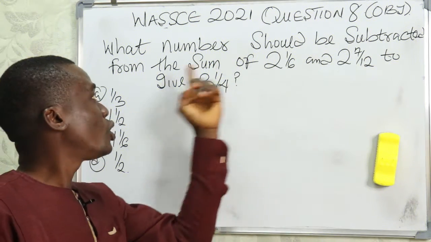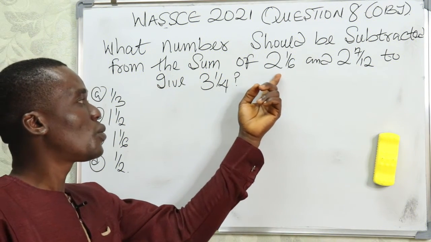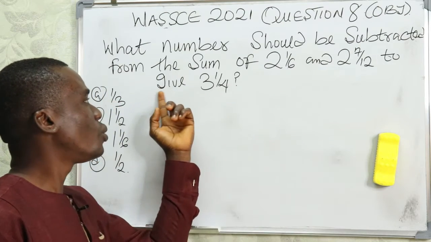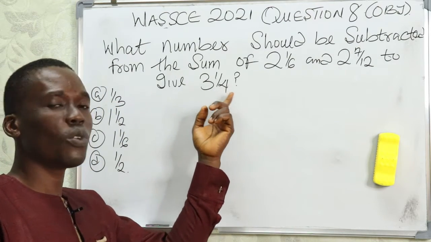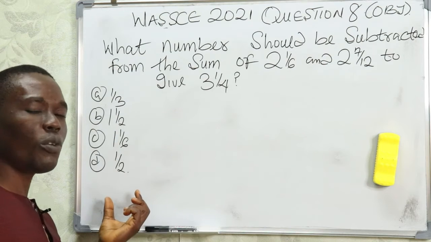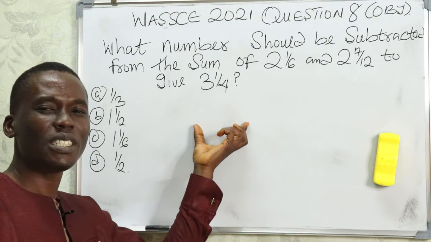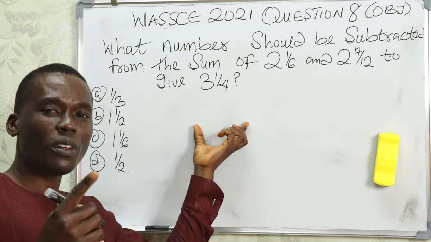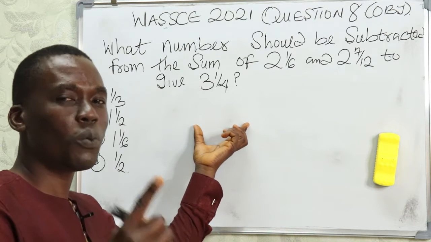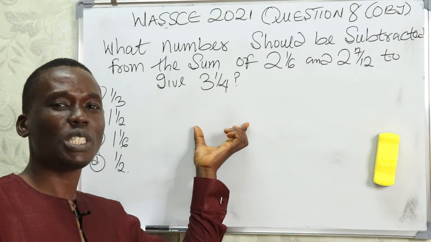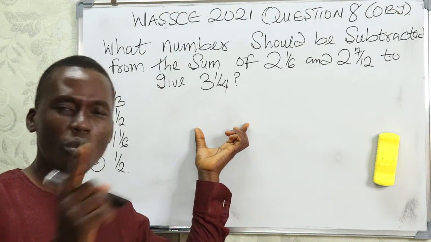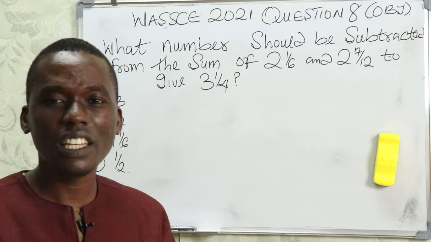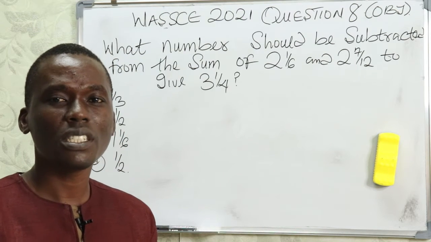What number should be subtracted from the sum of 2 whole number 1 over 6 and 2 whole number 7 over 12 to give 3 whole number 1 over 4? These are the options that you get from solving this question, and this is question number 8 for the objective part of the West Africa SSC 2021 examination. I want us to solve them together. I am Andy and this is New Track Mathematics Videos.